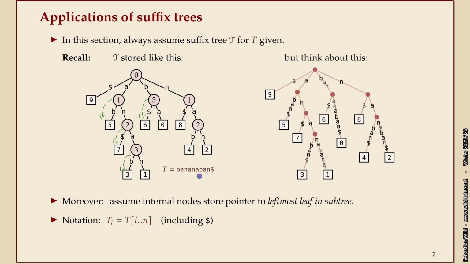Okay, these pointers we'll just assume are there. It's easy to fill them in a linear time pre-processing over the tree. But it's convenient to assume they're already stored. Okay, I try to get rid of most of these occurrences, but maybe for saving space, I sometimes still use T_i for the suffix starting at i.